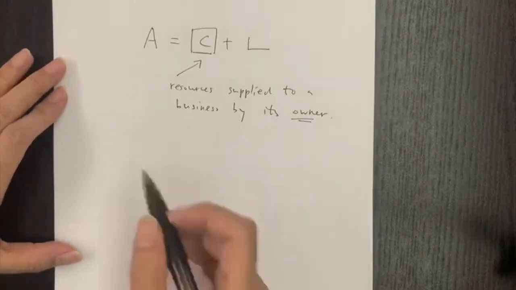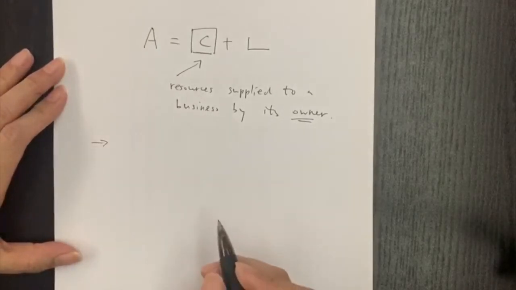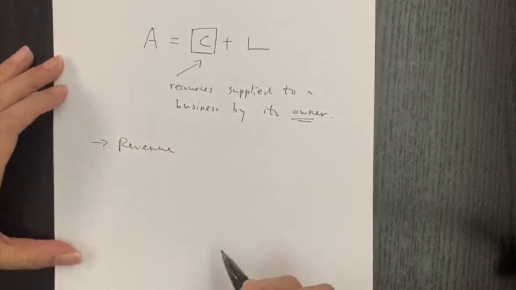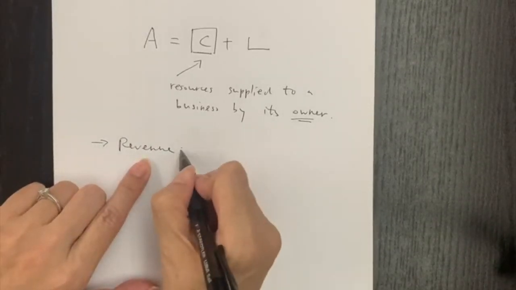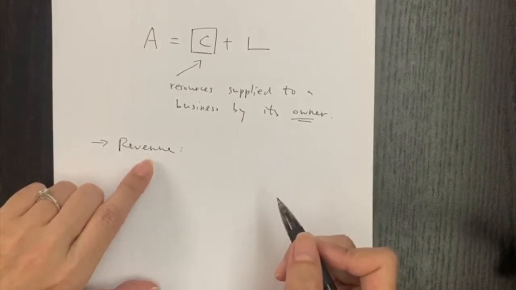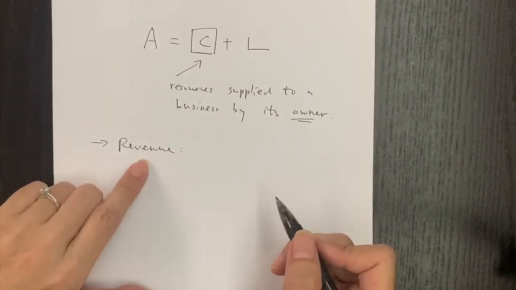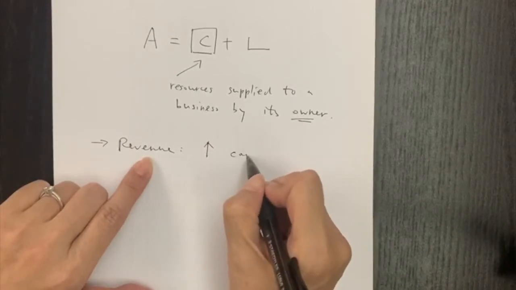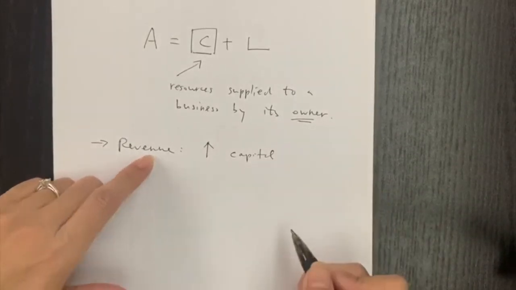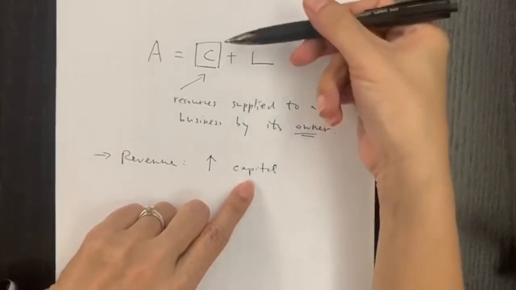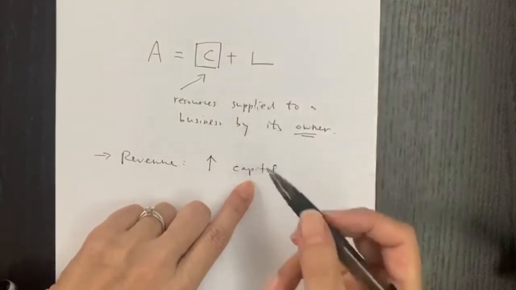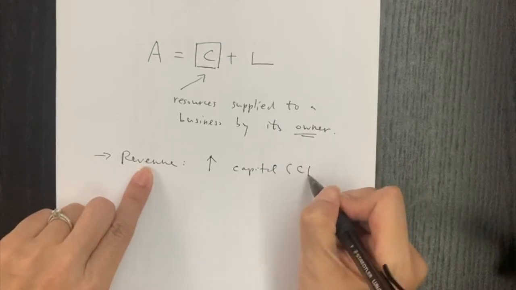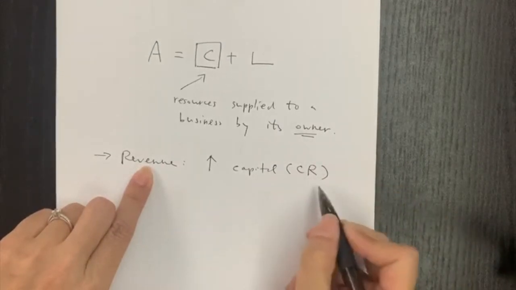So I need to introduce two more terms to you. The first is revenue. What do you think about revenue to Kelly? It must be good news, a good thing to Kelly. Therefore, revenue will increase capital. What is capital? Capital is positive on the credit side. So we also have revenue, which is a credit item, positive on the credit side.